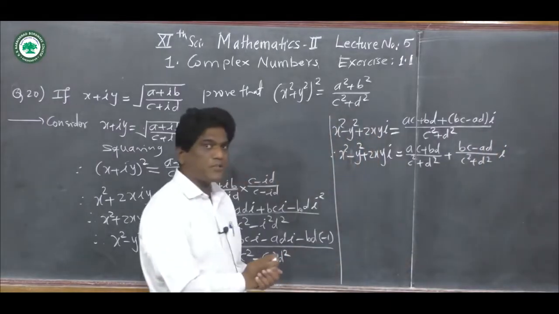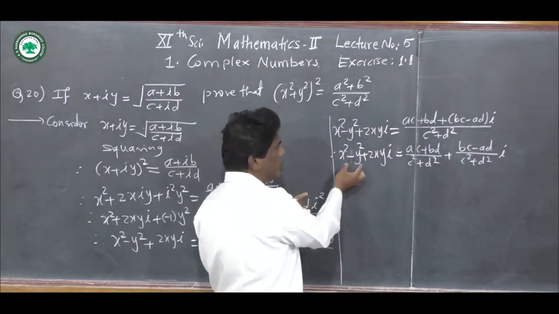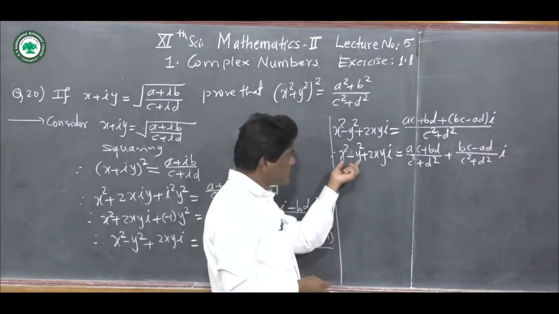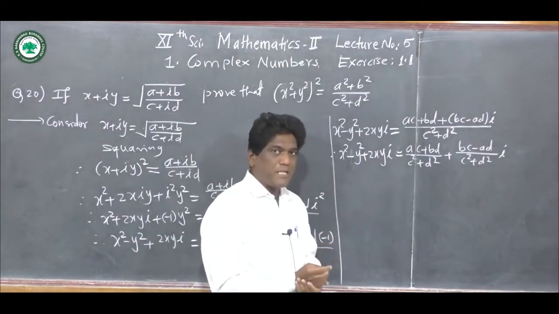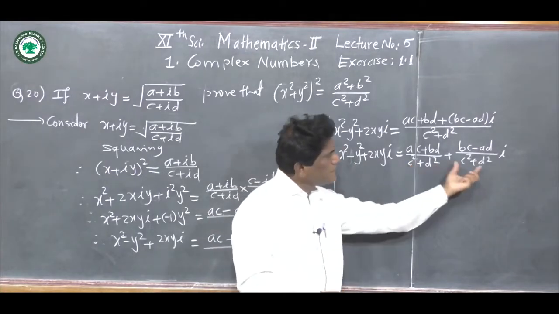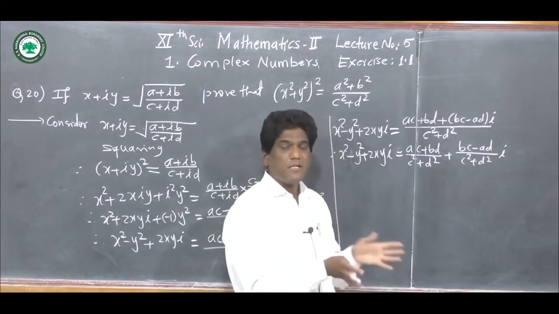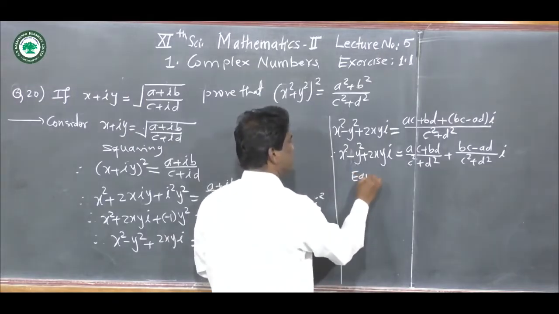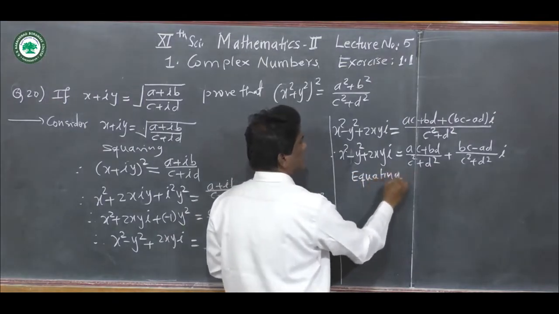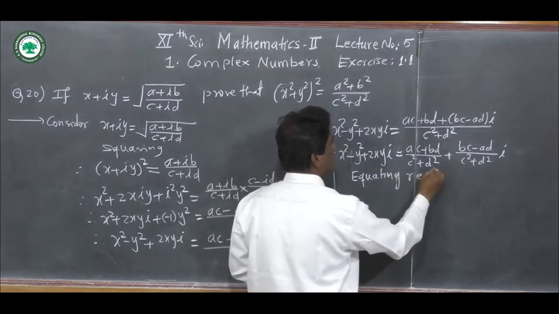And now observe here, on the left hand side we have the complex number, that is x² − y² is the real part, 2xy is the imaginary part. Here also this is the real part and this is the imaginary part. So equating real parts and imaginary parts, equating real and imaginary parts.